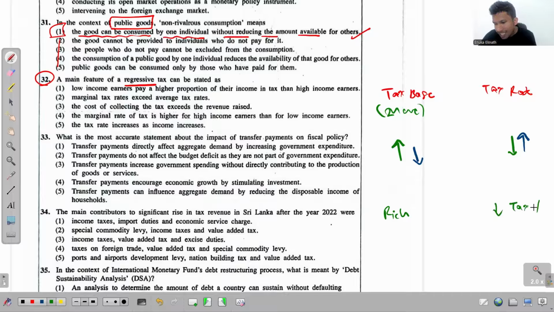From the rich, we charge a lower tax percentage. It's about the tax rate, right? Tax percentage. And from the poor, we charge a higher tax percentage.